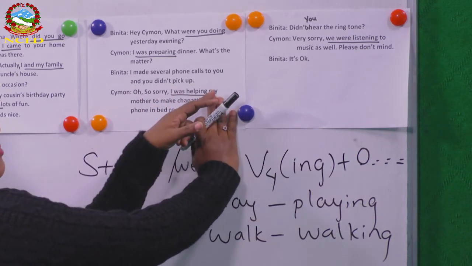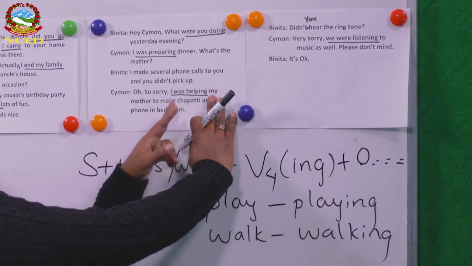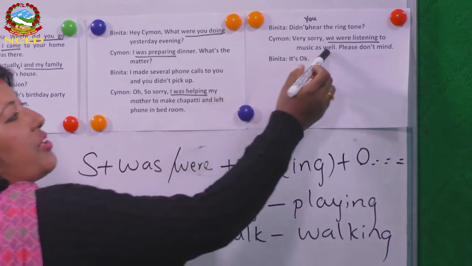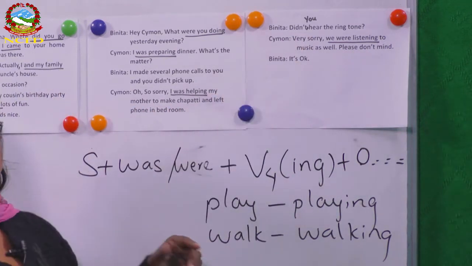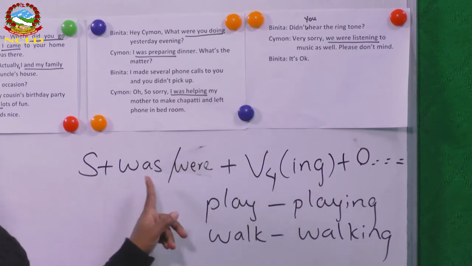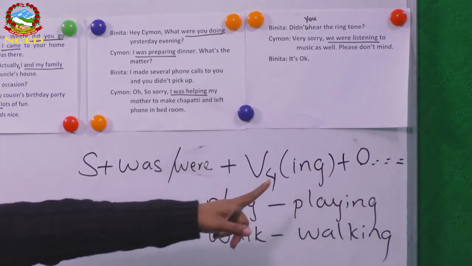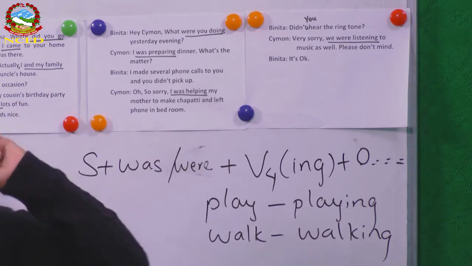I was helping my mother to make chapati, right? We were listening to music. Subject plus was or were plus verb-ing: progressive form.